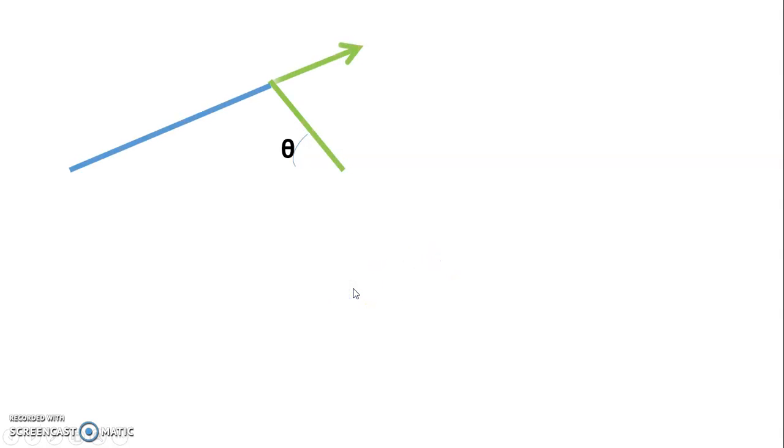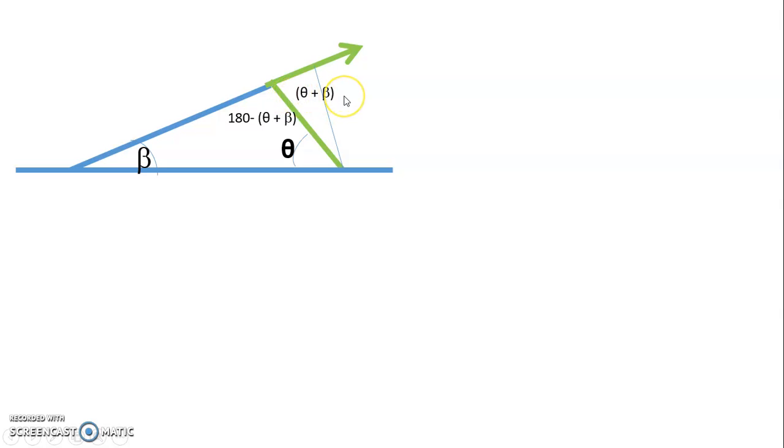And now you will have to find the turning moment. Turning moment is the force acting along the connecting rod into the perpendicular distance. So in order to find the perpendicular distance here, we want to find the angles. Okay, this angle beta and this angle theta, and what will be this angle? This angle will be 180 minus (theta plus beta), and what will be this angle? This angle is equal to theta plus beta.